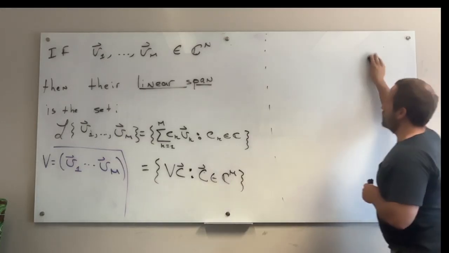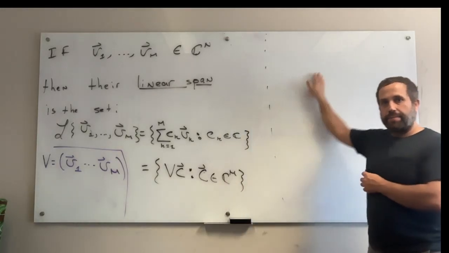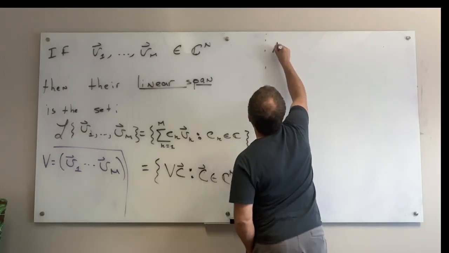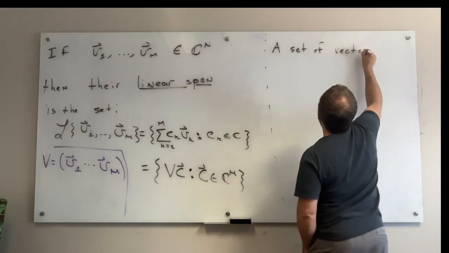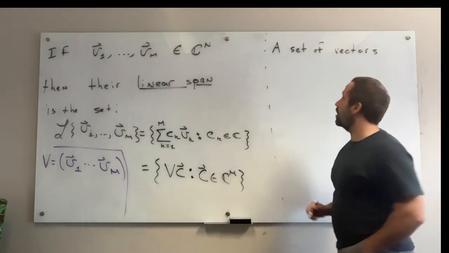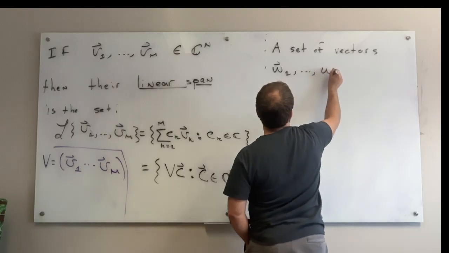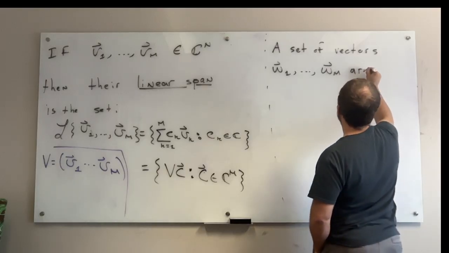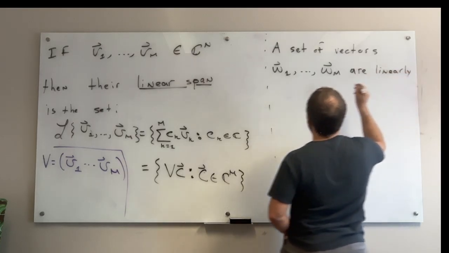So I'm going to leave this all here because I want this to sort of guide some of the conversation, and then I'm going to put the new stuff over here. So, a set of vectors, and maybe I'm going to use W to denote my vectors, so we just keep the V's over here. A set of vectors, W1 through Wm, okay, maybe the m's can be different, are linearly dependent.